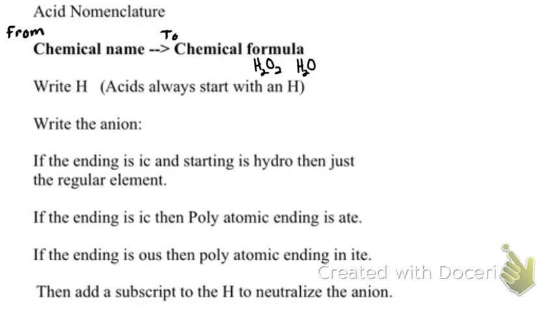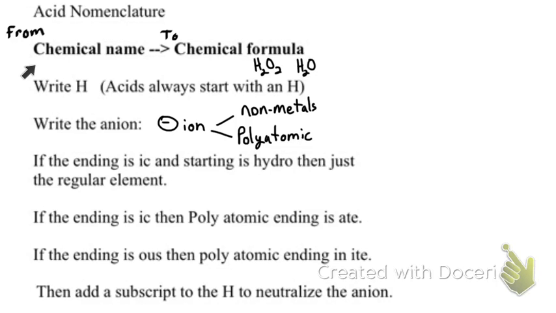So the first thing you're going to want to do is write the anion. The anion is always the negatively charged ion. It'll either be a nonmetal or a negatively charged polyatomic. So after you've written your H, you'll write the anion.